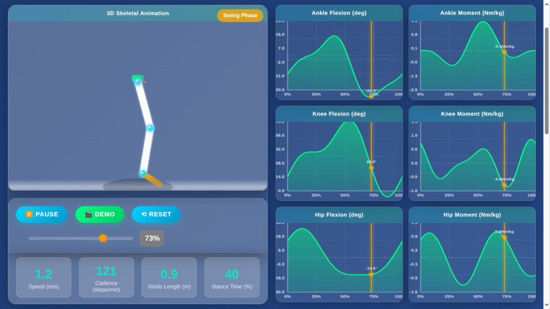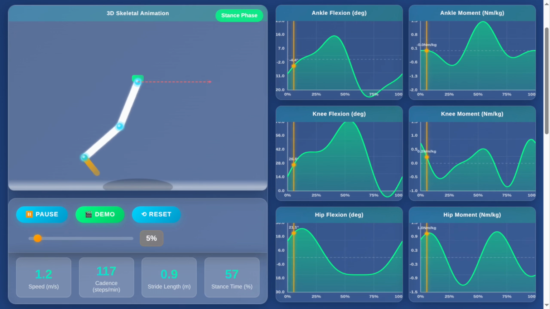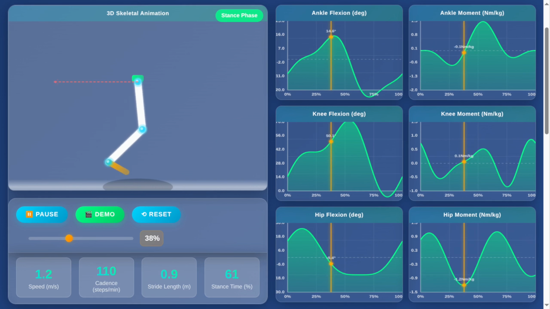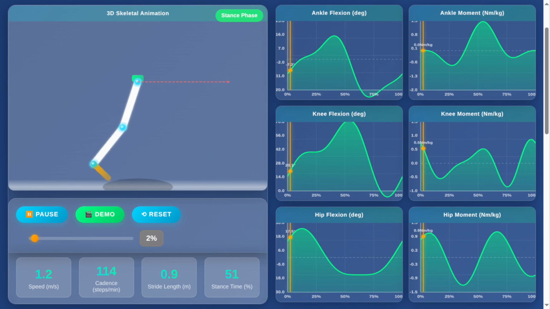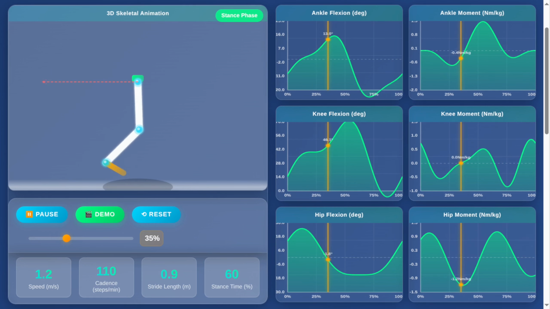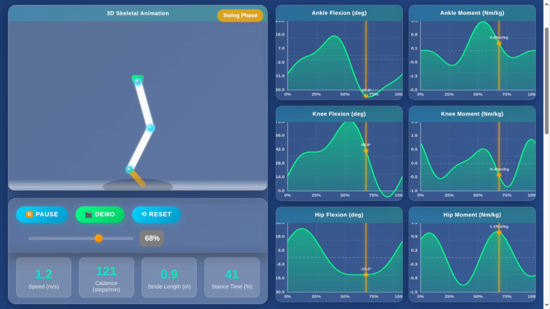The knee moment, Newton meter per kilogram graph, represents the rotational forces at the knee joint. You'll likely see a peak extensor moment during early stance, contributing to weight acceptance, and then a flexor moment during the swing phase. Finally, the hip flexion DEG graph shows the hip's angular position.